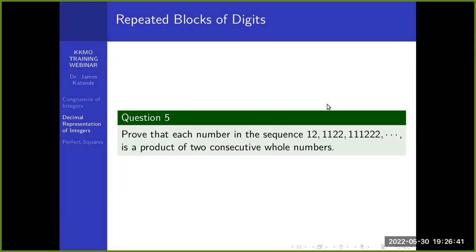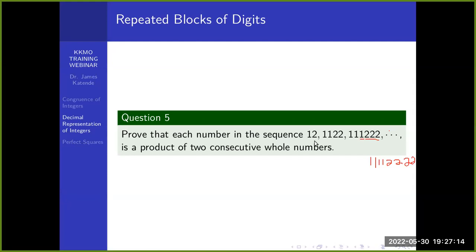So here is another question which says, prove that each number in the following sequence is a product of 2 consecutive whole numbers. So this is the sequence. Simply, the first one writes 1 and 2 once. The next one repeats 1 twice, 2 twice. The next one repeats 1 3 times, 2 3 times. So how it works is the next one after this will just have 1 written 4 times, followed by 2 written 4 times, and it keeps growing like that, the sequence.